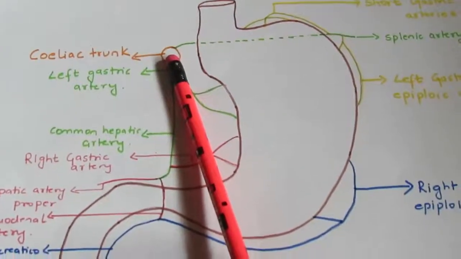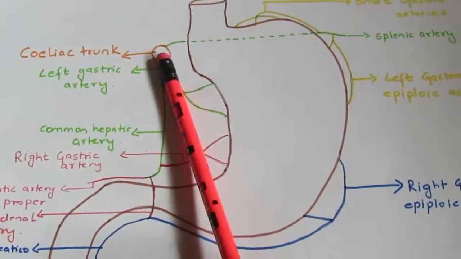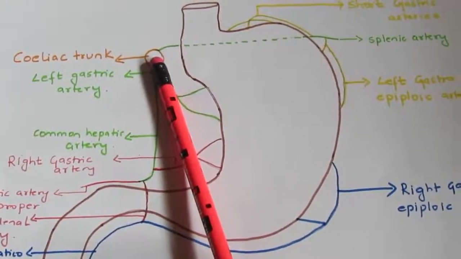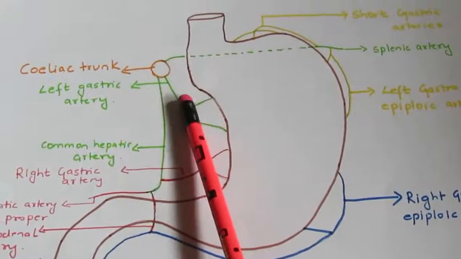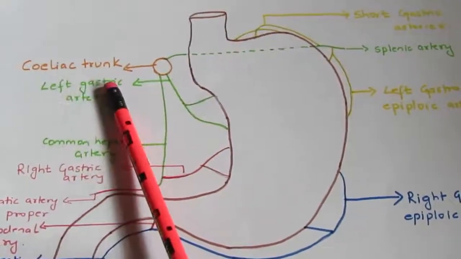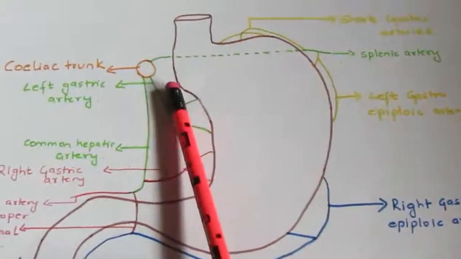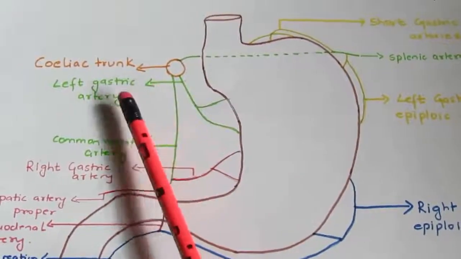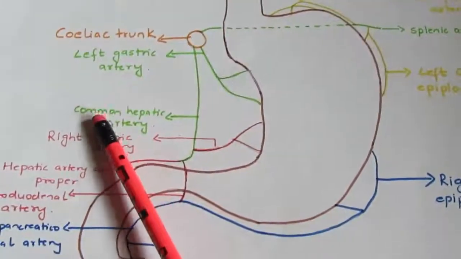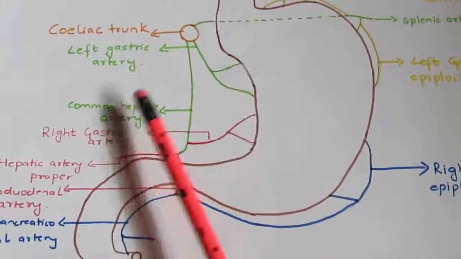We have given it in different colors so that we can identify which is the branch of which artery. The green colors are the branches of the celiac trunk. Let's see. One is the splenic artery, another is the left gastric artery, and the last one is the common hepatic artery.